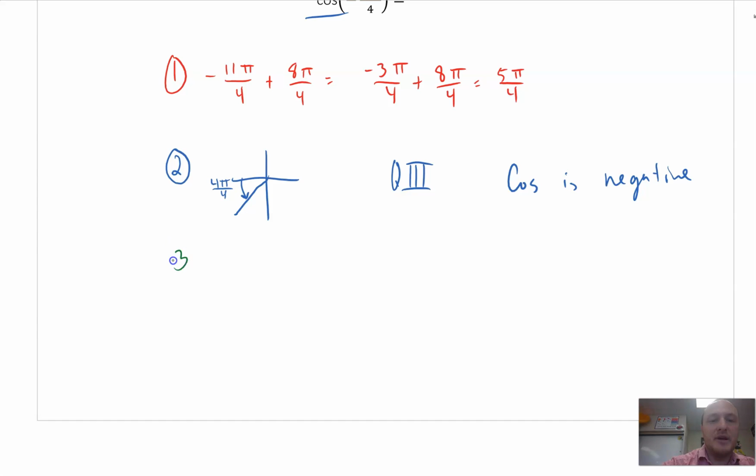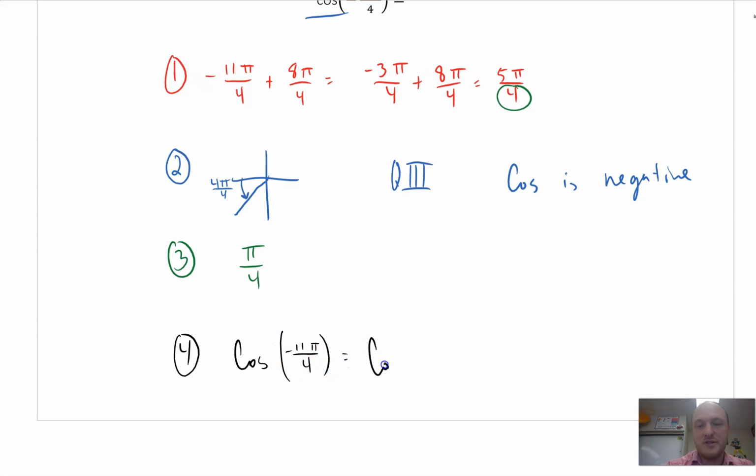All right, step 3, what's our reference angle? Well, what's the denominator? Pi over 4. Super, super simple. And then step 4, we're going to calculate this. Cosine of negative 11 pi over 4 is equivalent to cosine of 5 pi over 4. It's a pi fourth angle, so I'm going to use my unit circle hand, put down my pi fourth angle. Cosine, that's your x value, and it's root 2 over 2.